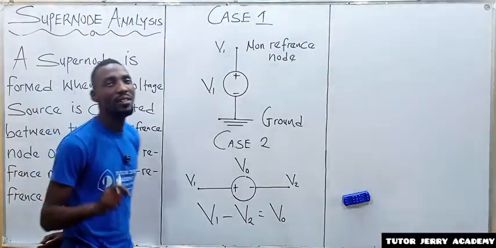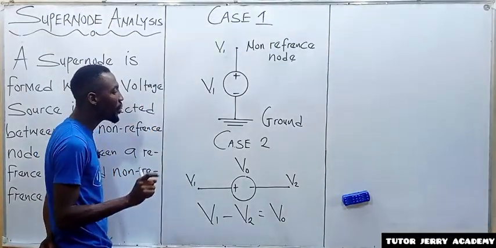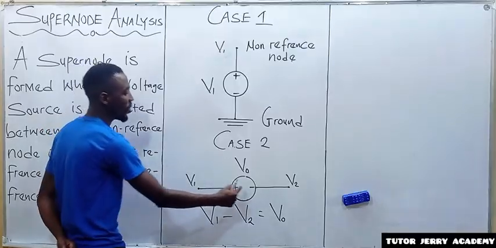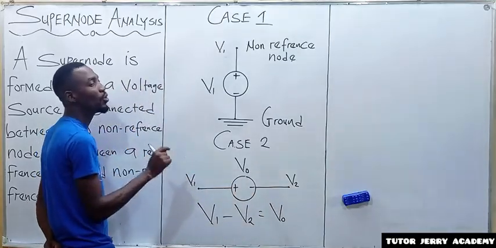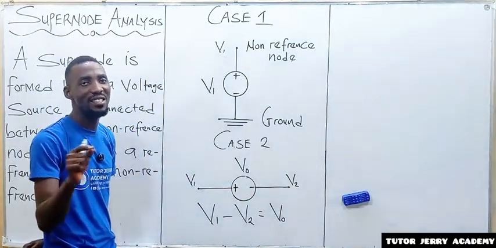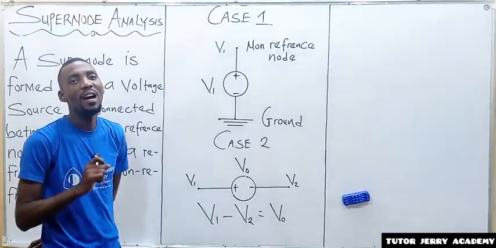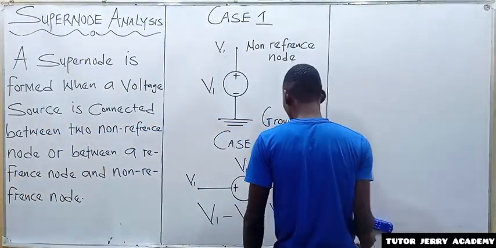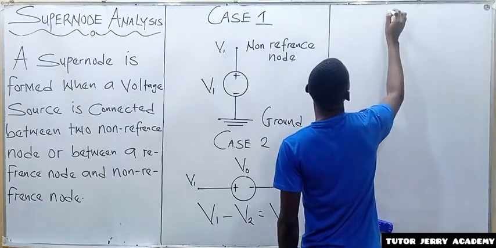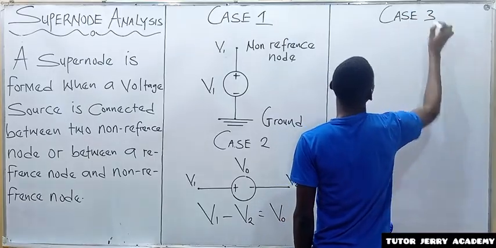All right. The third case is this. The third case is if we have a voltage source that is connected to non-reference nodes and is also connected to a resistor that is connected in parallel to the voltage source. Do you understand? How do we treat that? All right. So this is Case 3. So let's consider case 3.